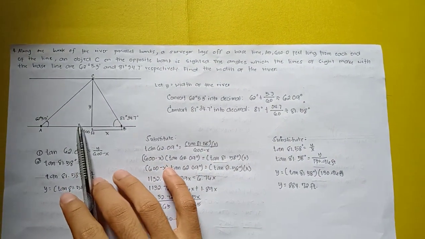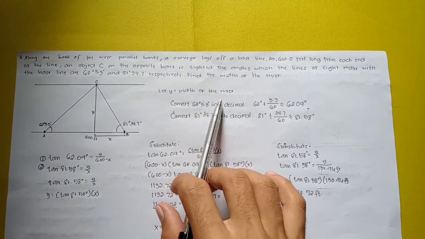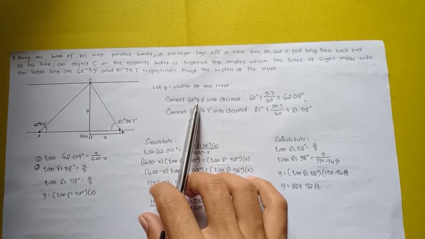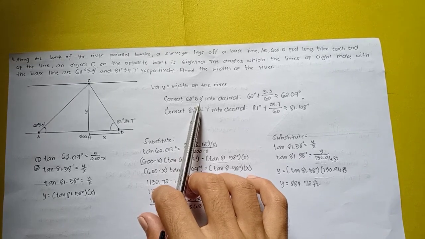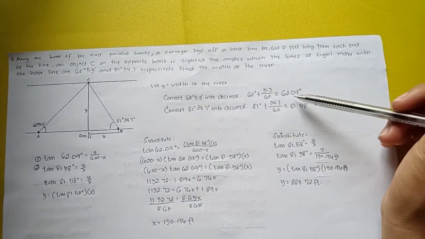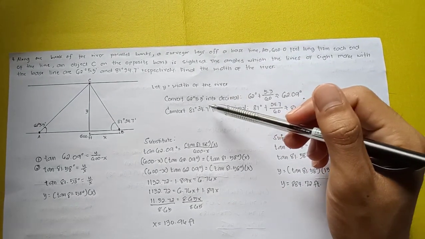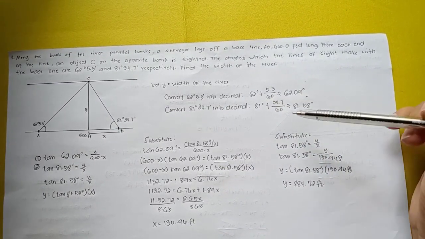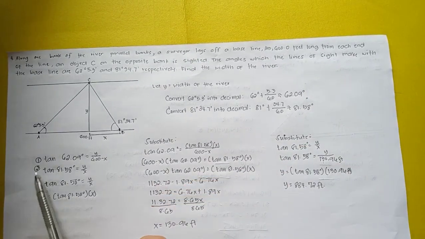So here's the illustration of the problem. Let y be the width of the river. Convert 62 degrees 5.3 minutes into decimals, so it will be 62.09 degrees. And then convert 81 degrees 34.7 minutes into decimals, so it will be 81.58 degrees.